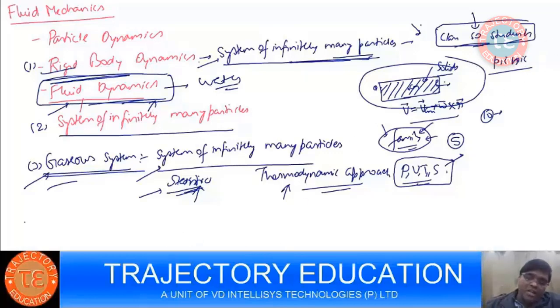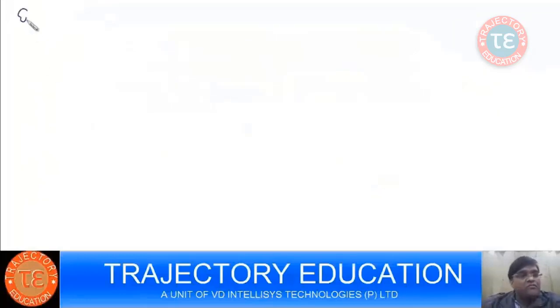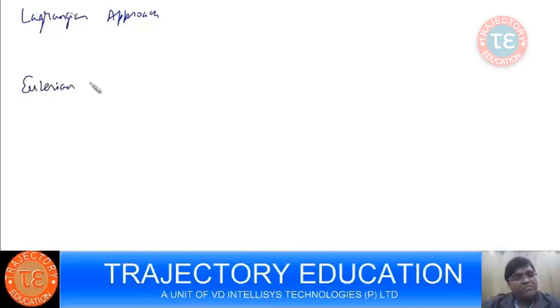Whenever you come across such a system, we have two approaches. One is called the Lagrangian approach, and the other is the Eulerian approach. In the Lagrangian approach, whenever you have a system of many particles, one way to study the system is to run after every particle, to see how each particle is moving and how the physical quantity associated with each particle is changing. So the Lagrangian approach involves running after every particle.